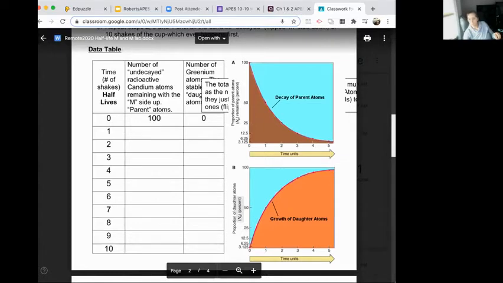The reason why we do 100 is just for calculating fractions. It makes it a little bit easier, but you don't have to. You could actually do any number as long as you take the fraction of your original parent.